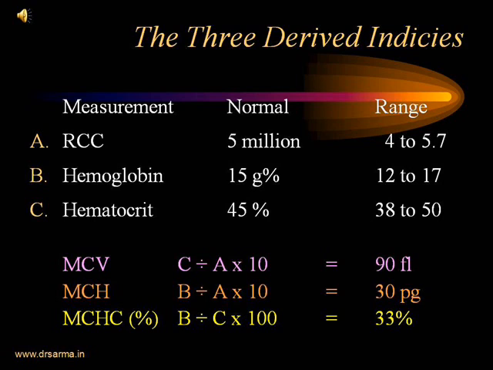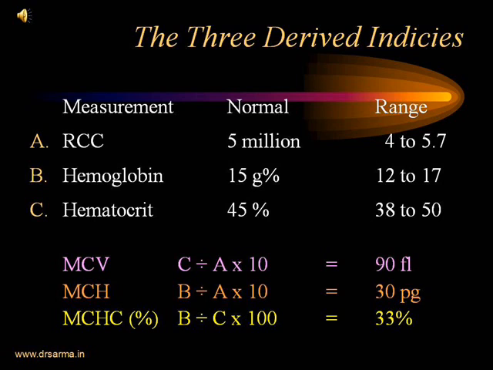These are the primary measures. From them, we have got three other indices which are called the derived indices. Most of the time, these three look very confusing. We have learnt about them in our physiology lectures, but majority of us have forgotten how to work these things up. We only rely on the report given by the lab, but it is very easy to remember how these are worked out. Let us put A as RCC, B as hemoglobin, and C as hematocrit as shown here.